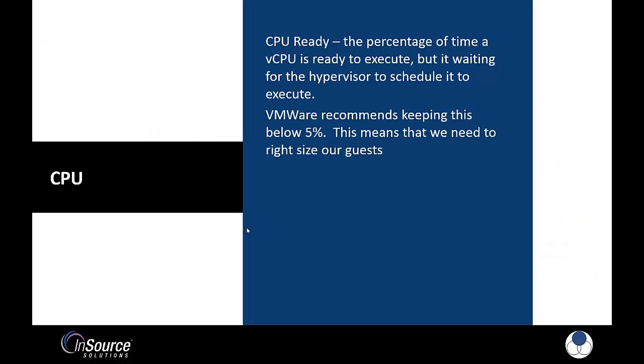So let's talk a little bit about the CPU. One of the biggest performance issues that I've come across is a metric called CPU ready. And this is basically the percentage of time that a virtual CPU, or a CPU that is allocated to a guest operating system, is ready to execute, but it's waiting for the hypervisor to schedule it to execute. So VMware recommends as a best practice to keep this below 5%. So how we do this is by right-sizing our guests.